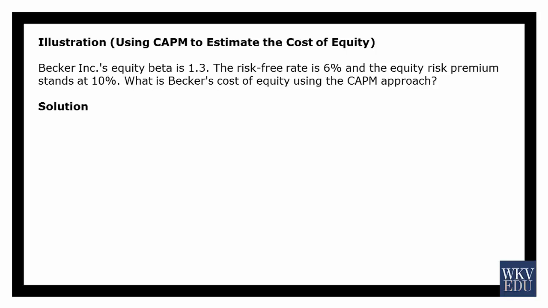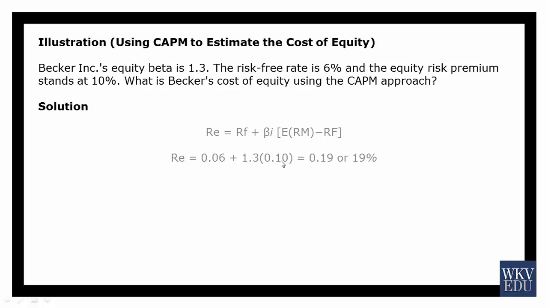So, a simple plug and play of the formula. The equity risk premium is a standard 10%, as I said. So they can just give you the equity risk premium: 10 times 1.3 is 13, plus 6, that is 19%. Or they could have given you the equity rate of return or the market rate of return. Then you would have to do 10 minus 6, that is 4, times 1.3, which is 5.2, plus 6, that is 11.2.